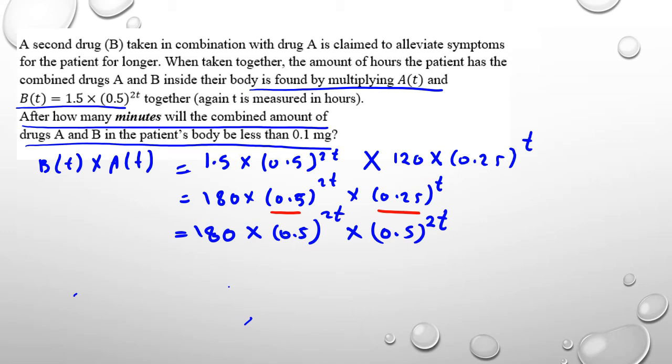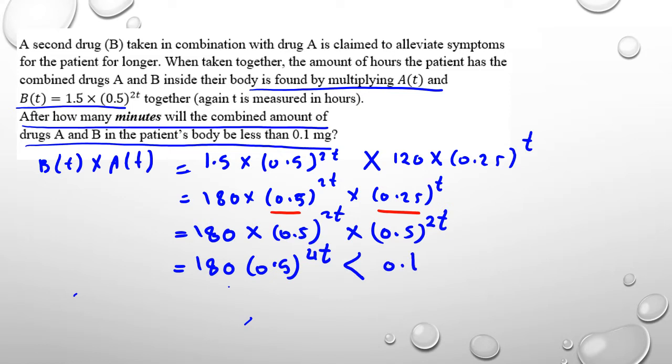And now I have the same bases multiplied together, so I can apply the power rule by adding the powers of 40. Now I found the equation of the combined. Now the next step is making this equation to be less than 0.1. So I need to solve that.